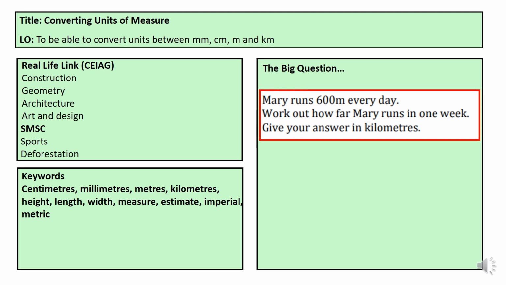Now along the left side, our real life links includes things like construction, geometry, architecture, art and design. Sports, deforestation can be kind of linked to that as well, and the keywords obviously the ones we've mentioned above: height, length, width, measure, estimate or estimation, imperial units, metric units. Imperial is when it was things like miles and yards, and metric is when it's centimeters, kilometers and meters. Okay, so they're different types of units. Imperial was what was used in the past, and obviously now we've moved more towards using metric units.